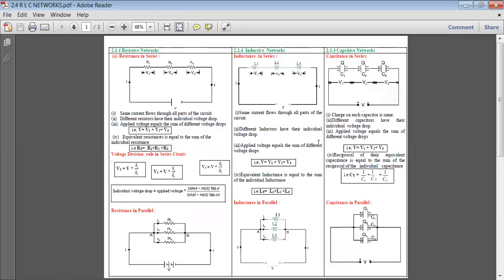Now come to the third point. Applied voltage equals the sum of different voltage drops. V is equal to V1 plus V2 plus V3. Now come to the inductance. Equivalent inductance is equal to the sum of individual inductances. Instead of three inductors, I want to make a single inductance in a series circuit. The formula will be LT is equal to L1 plus L2 plus L3.